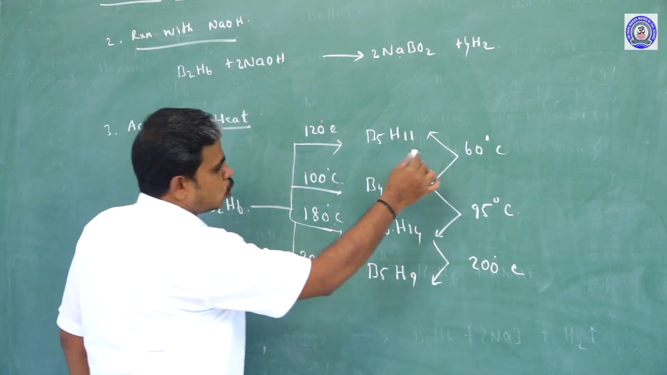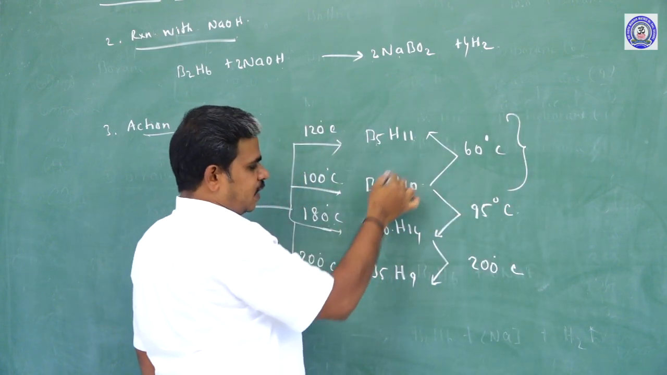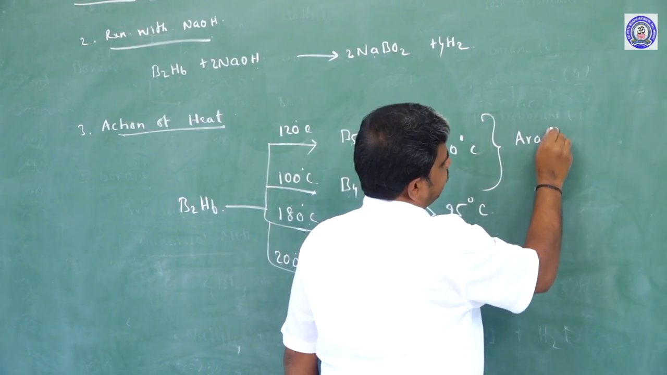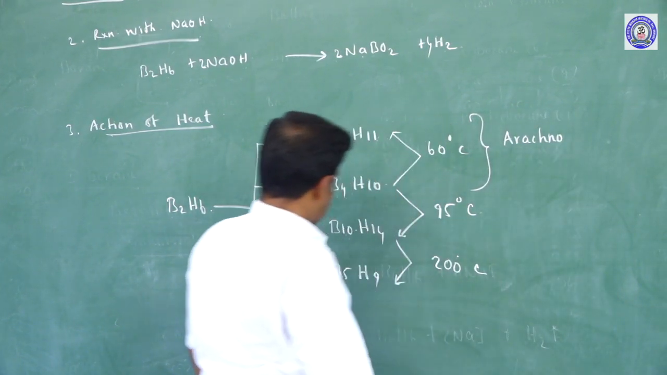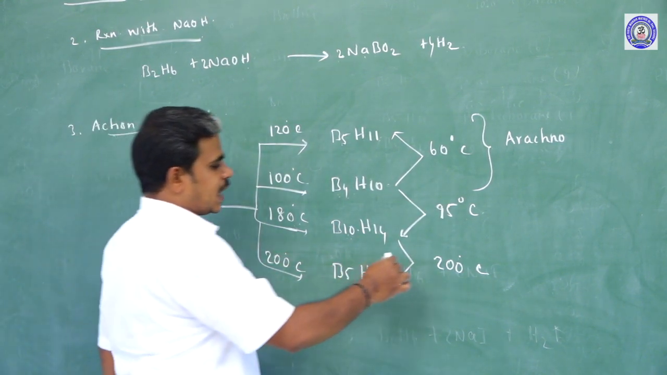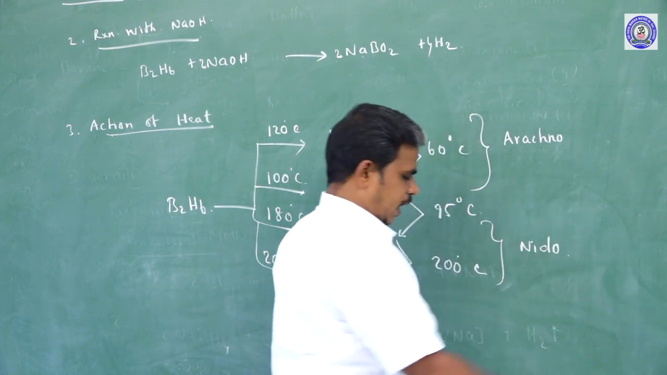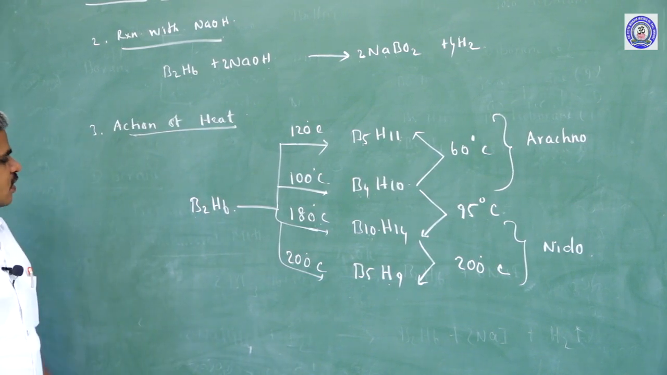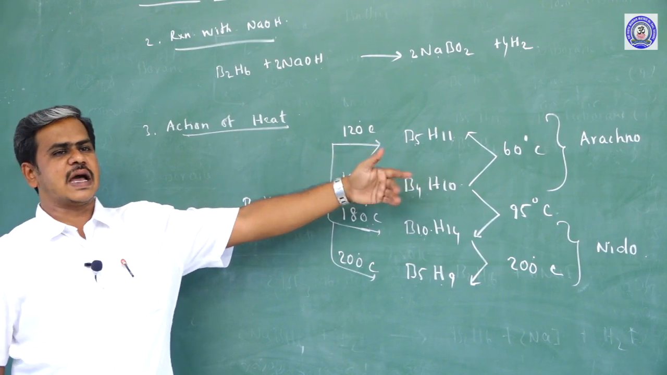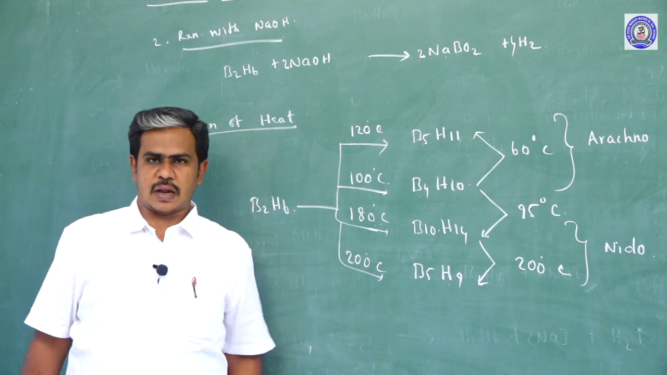Now, B5H11 and B4H10 are arachnoboranes, and B10H14 and B5H9 are nidoboranes. So, in the interconversion, from the lower borane at the higher temperature we get the higher borane. At different temperatures we get different boranes.